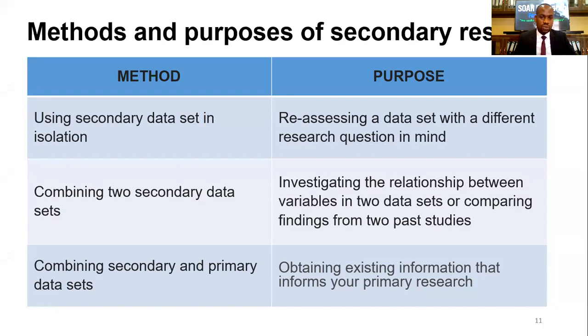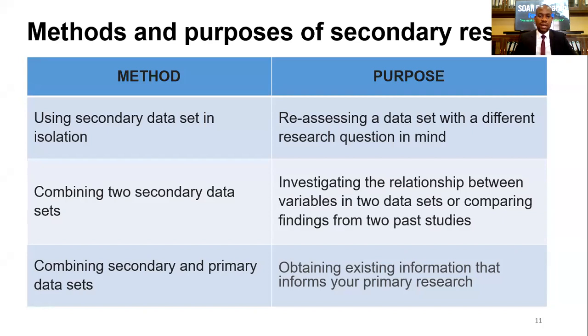So what methods do we use when we're doing secondary research? One, at times we can use secondary data in isolation, meaning you use data from a certain clinic alone or in a certain hospital alone without adding in another hospital or a different setting, or you're using a data set of someone who collected data before and in one setting and you just use that.